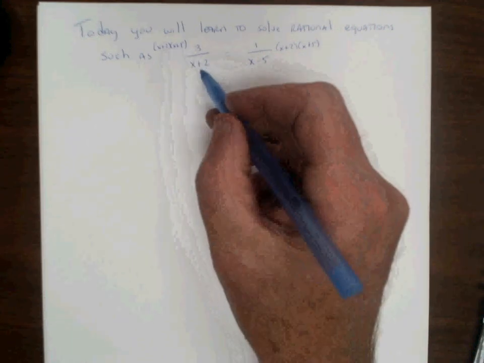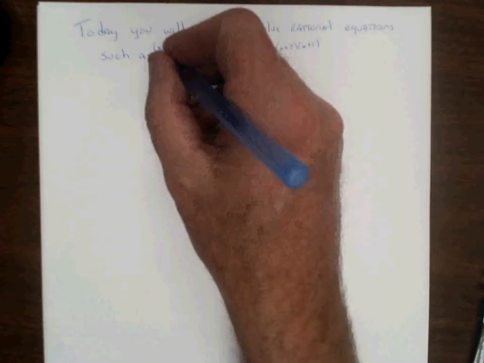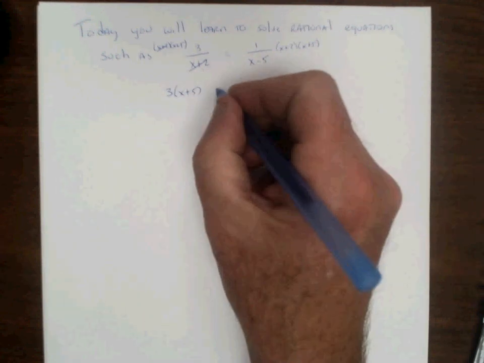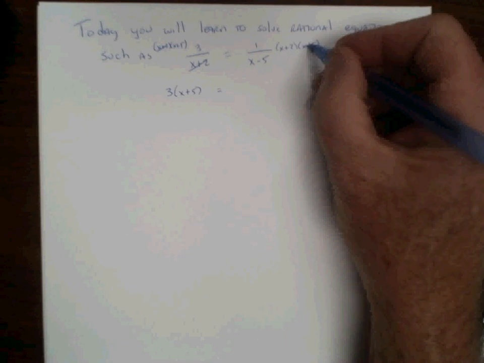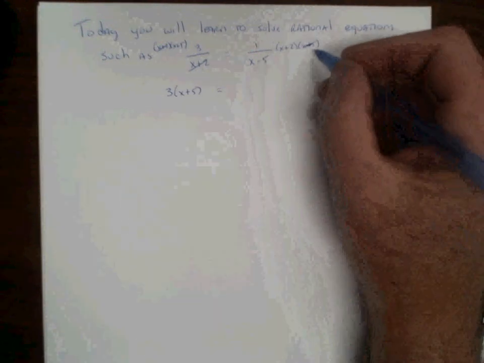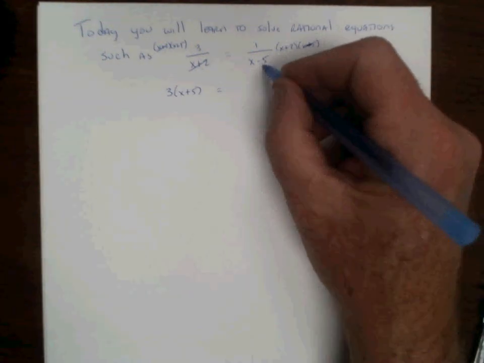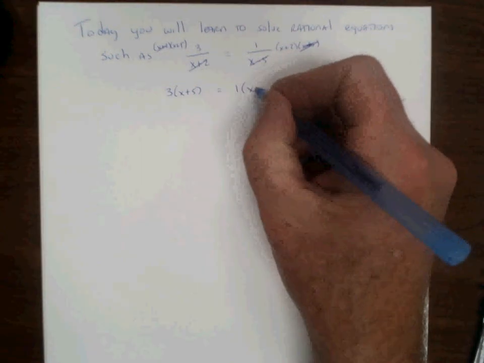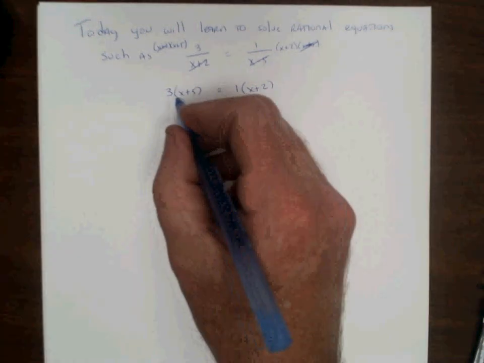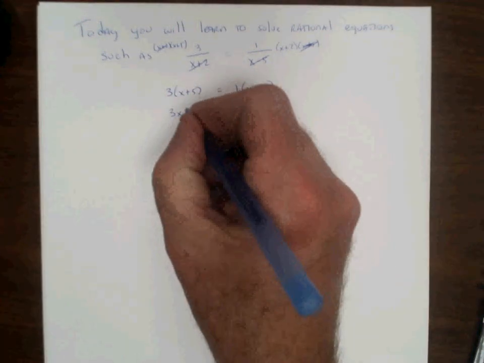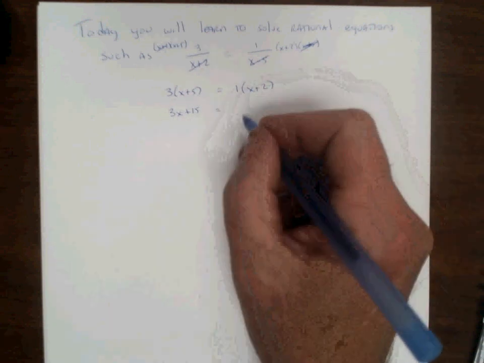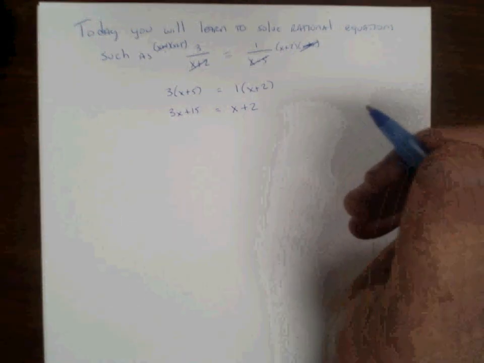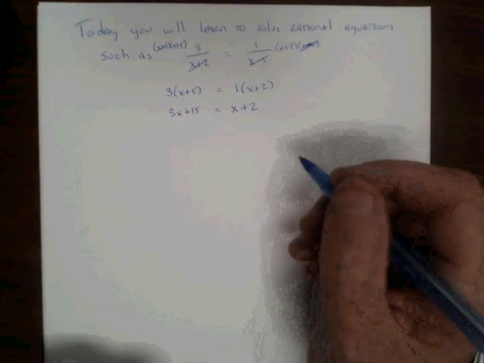Because multiplication by x plus 2 and division by x plus 2 cancel each other out, on the left side we're left with 3 times x plus 5. Because multiplication by x minus 5 and division by x minus 5 cancel each other out, we're left with 1 times x plus 2. Now we distribute, we get 3x plus 15 equals 1x plus 2.